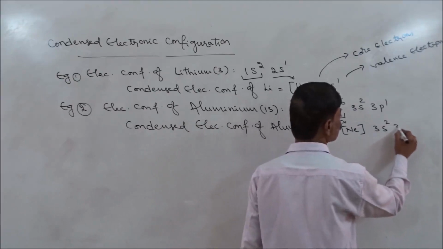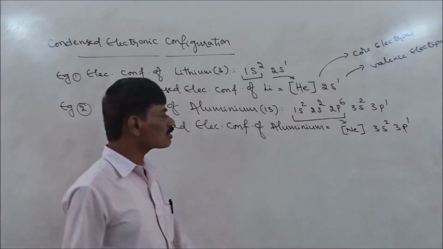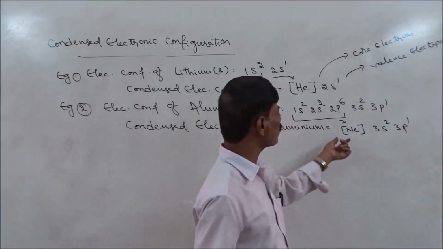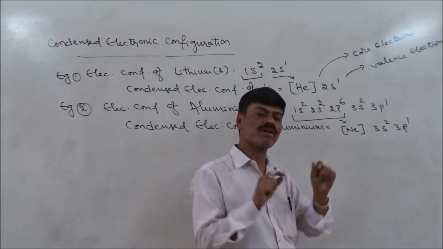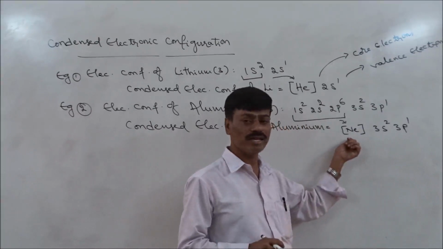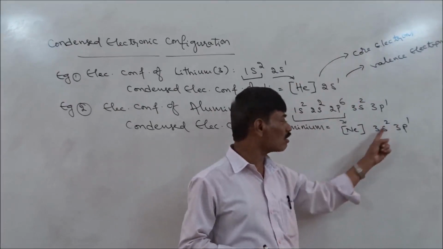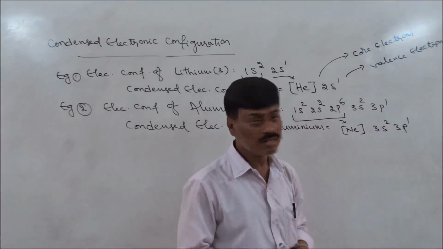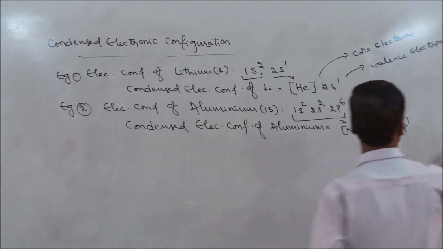So 3s2, 3p1. This is called condenser electronic configuration. As usual, the electrons associated with the neon, which is shown in the square bracket, are said to be core electrons. And these electrons are said to be the outermost electrons. So that's about the condenser electronic configuration.